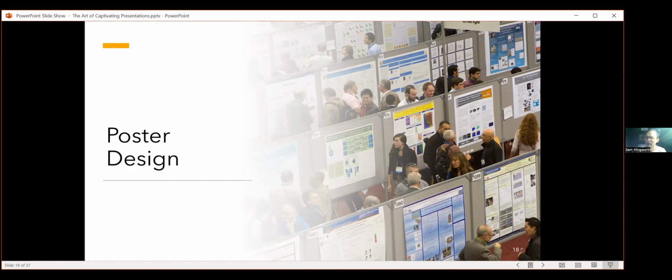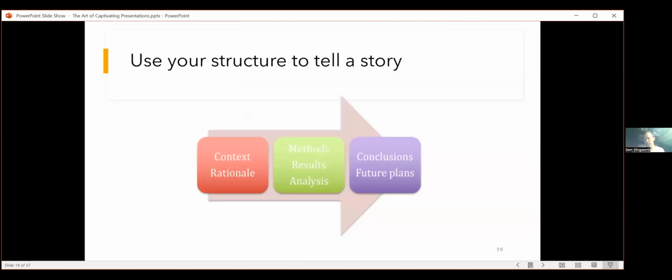Posters sometimes get a bad reputation as being secondary to an oral presentation, but actually I disagree. And I think that posters are a great way of communicating our science and of having the time and the space to engage with other researchers. But how can we design our posters so that they are captivating and so that they are effective at communicating our message? Well, a few things.